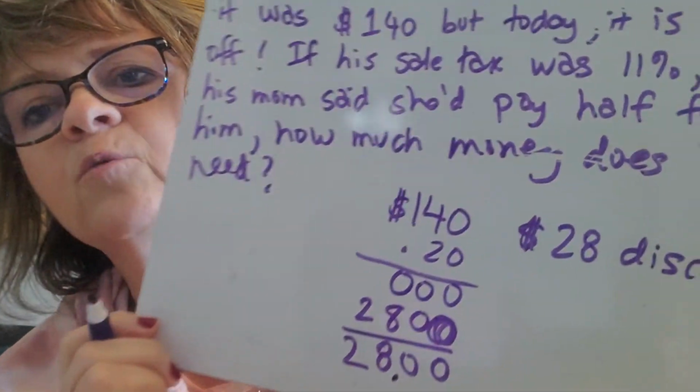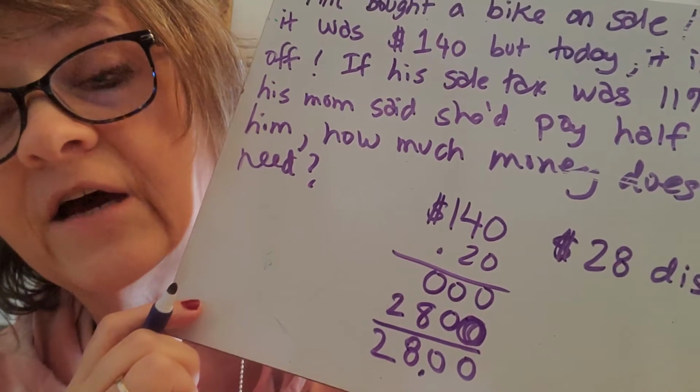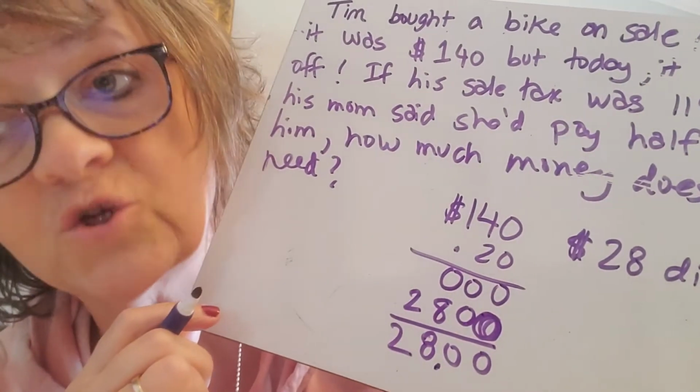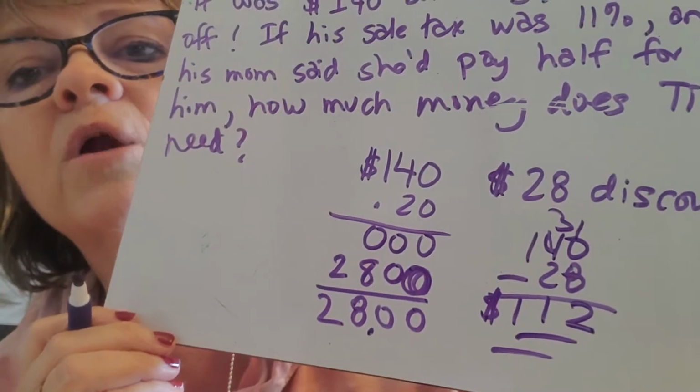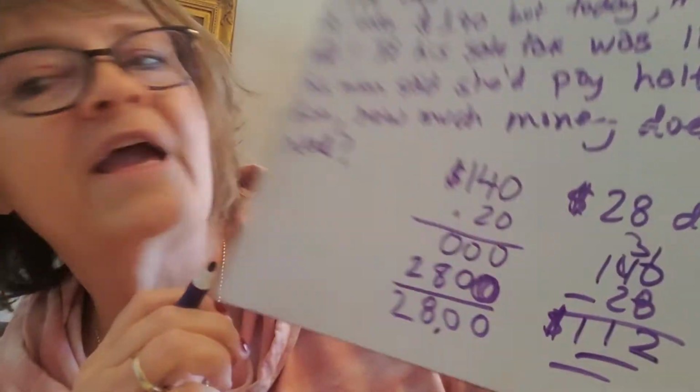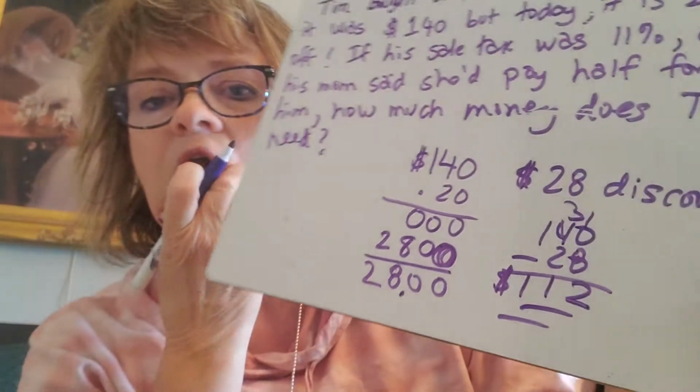In other words, that bike was $140 and now he has a $28 discount. So you should know that we subtract 28 off. So 140, take away 28. There's no change or anything. You should be subtracting 2. That gives me the bike cost of $112. And then it said he had to pay 11% tax. So we have to take that $112 and multiply by 0.11.